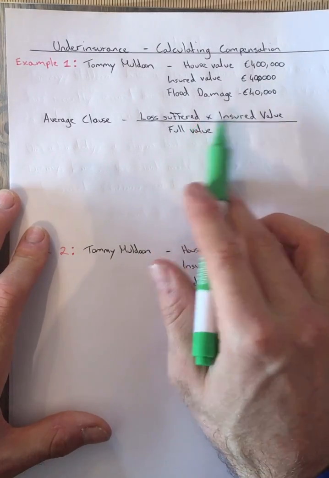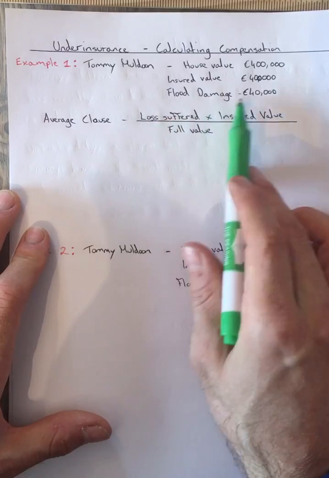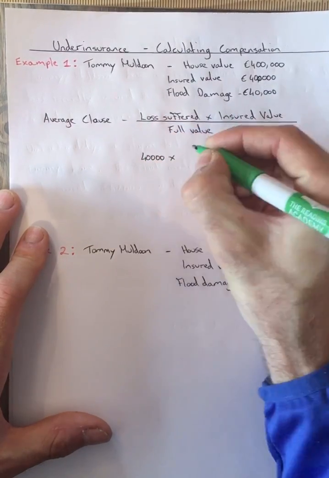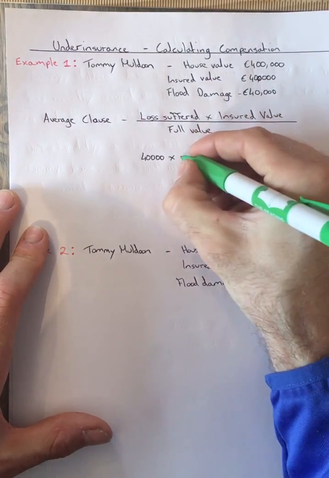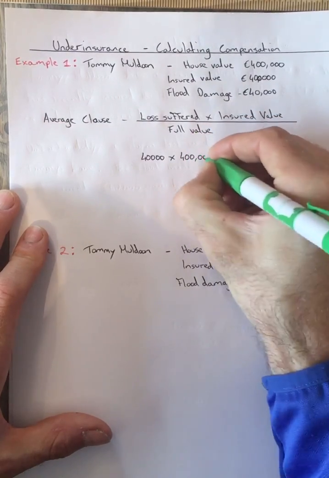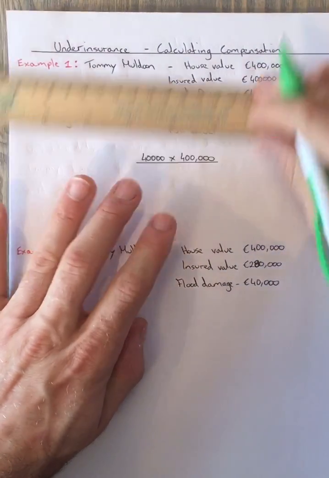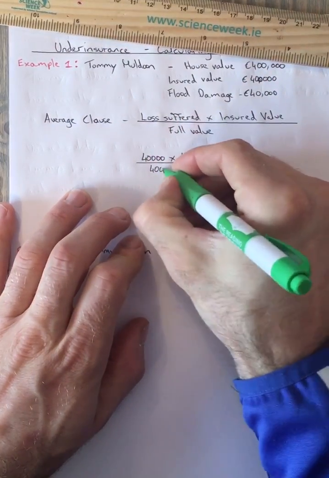So let's fill out these figures. The loss suffered in this question is the flood damage of 40,000, multiplied by the insured value, which is 400,000, over, with the ruler, the full value of the house, 400,000.